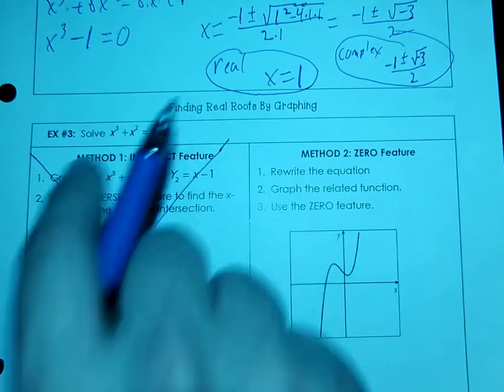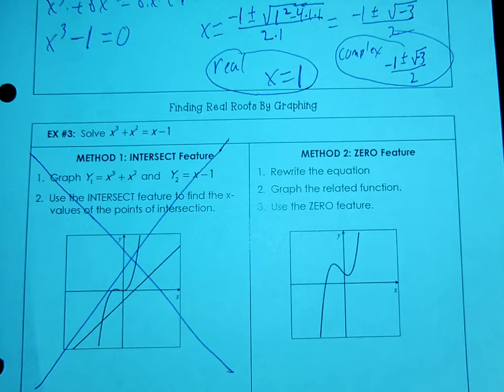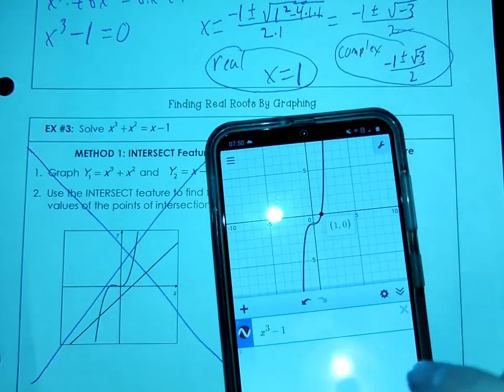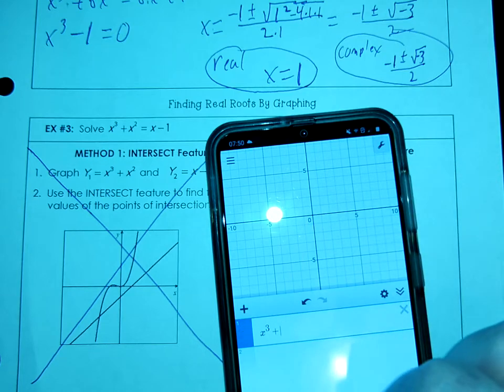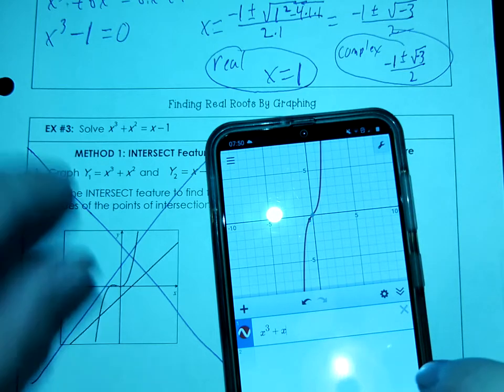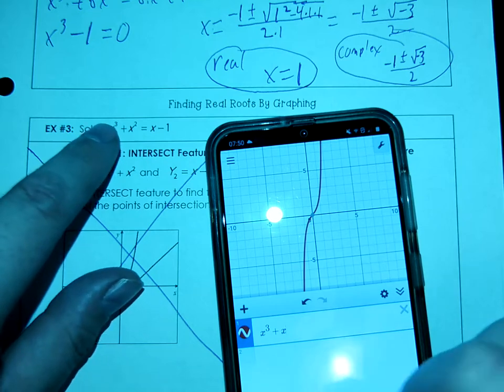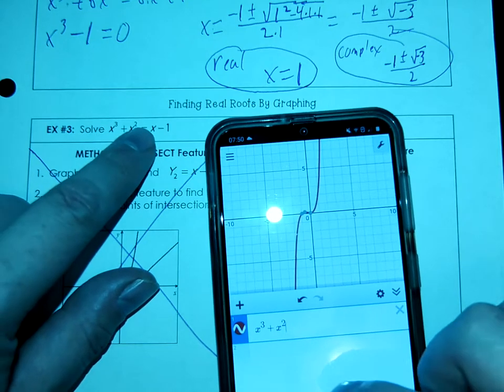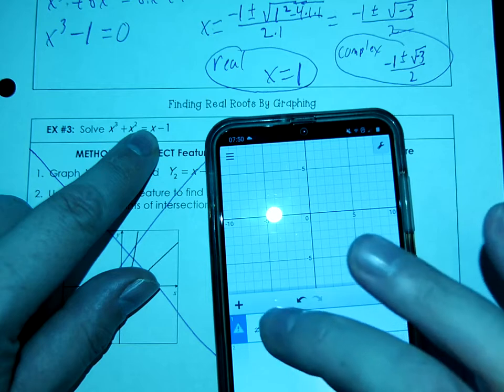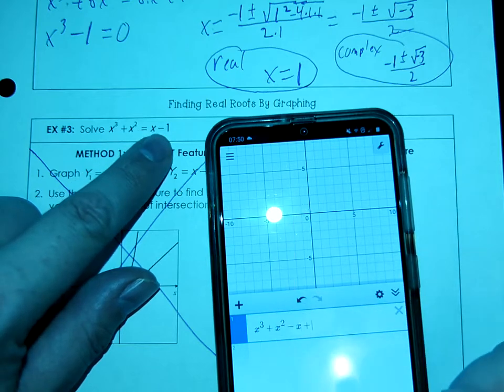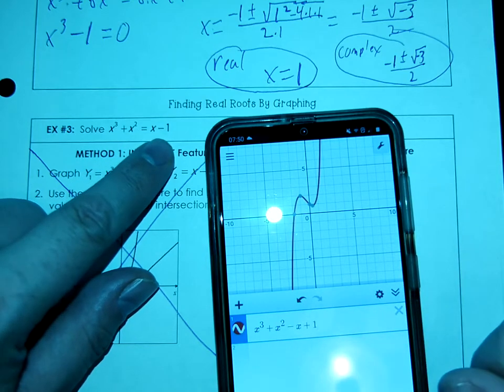So for this one right here, when it says to solve that, I don't know if this is an accurate graph of that. I think it is, if I remember right from last year. So I would type this in the calculator. It's x cubed plus x squared minus x plus 1. So there it is graphed.